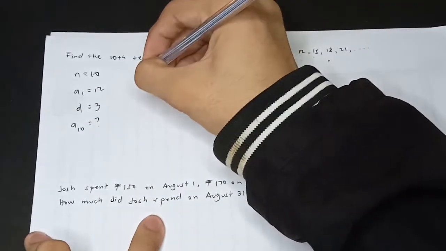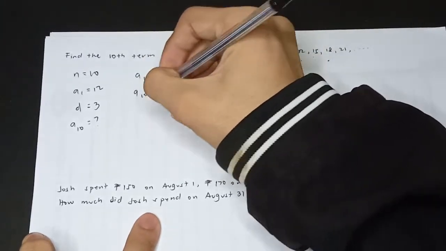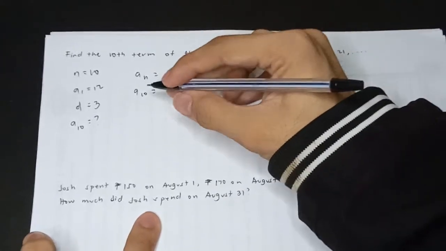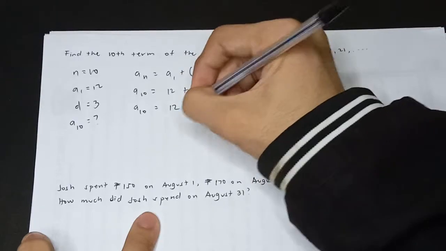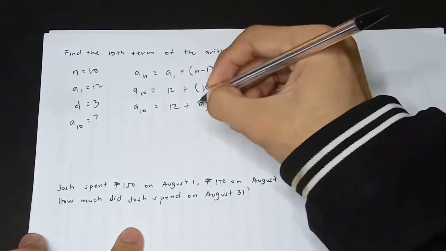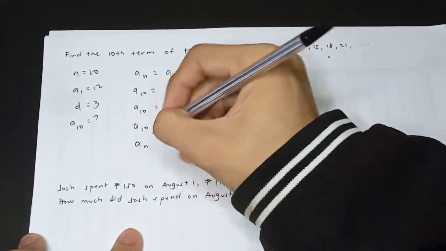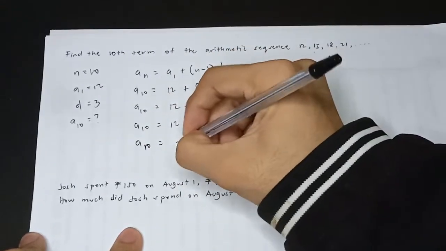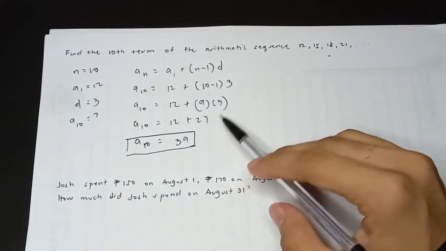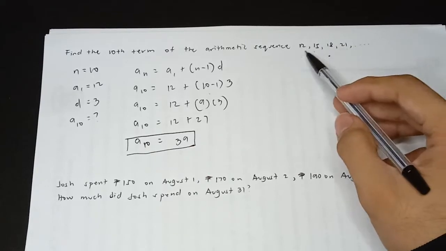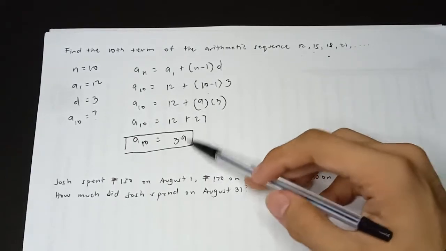Okay, so formula muna. A sub n is equal to a sub 1 plus n minus 1 times d. So, a sub 10 is equal to 12 plus 10 minus 1, that is 9, times difference which is 3. 9 times 3, that is 27. So, 27 plus 12, ang a sub 10 natin is 39. So, ang 10th term dito sa sequence na to is 39. Kapag in-add natin, 12 plus 3, 15, plus 3, 18, plus 3, 21, plus 3, and so on, aabot tayo sa 39.